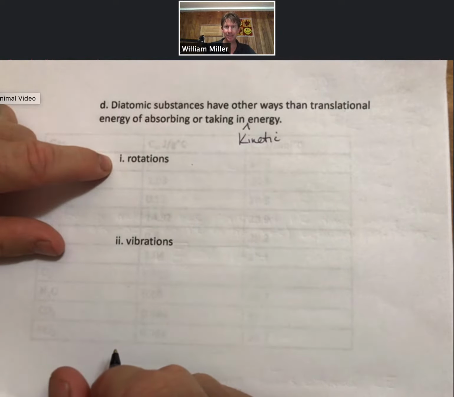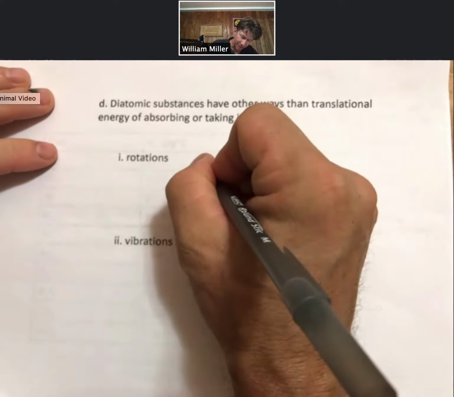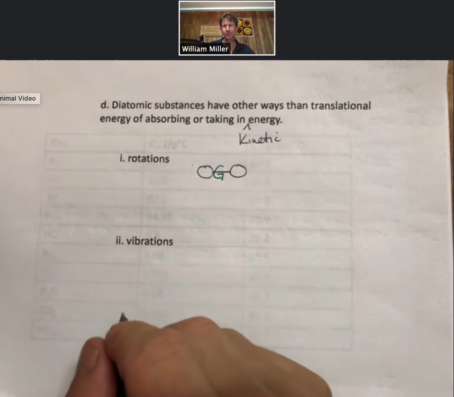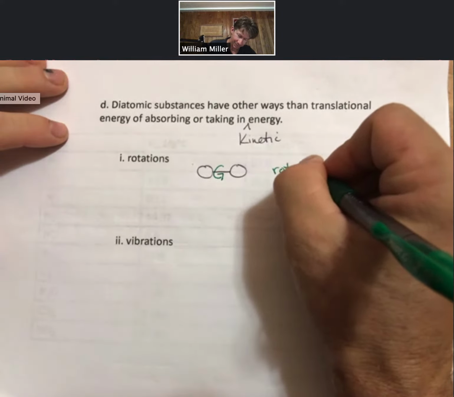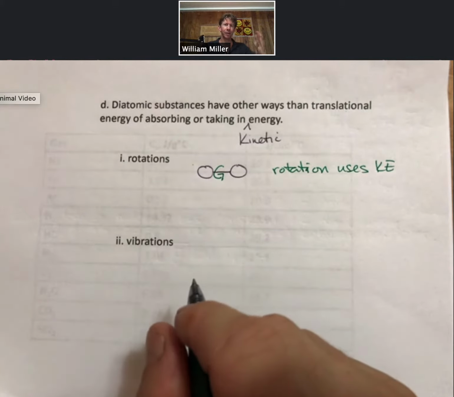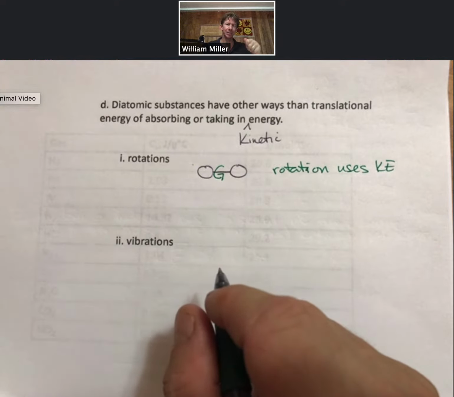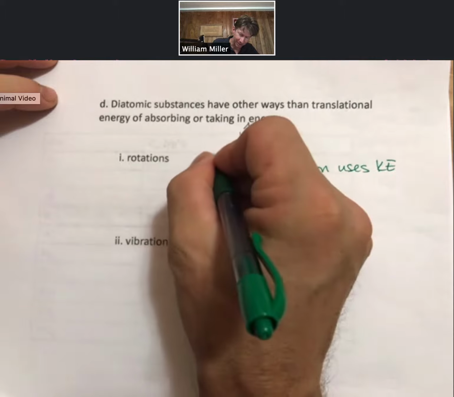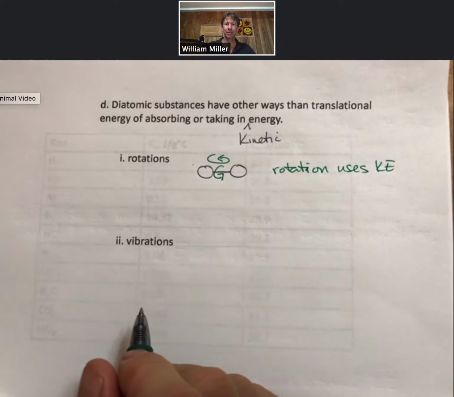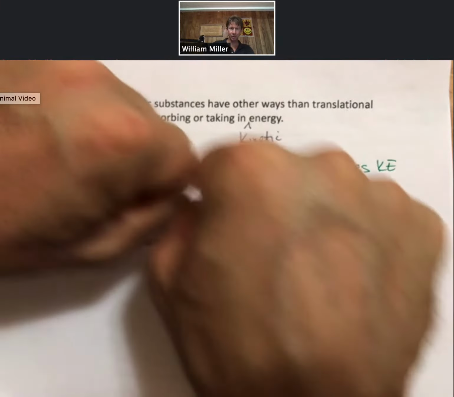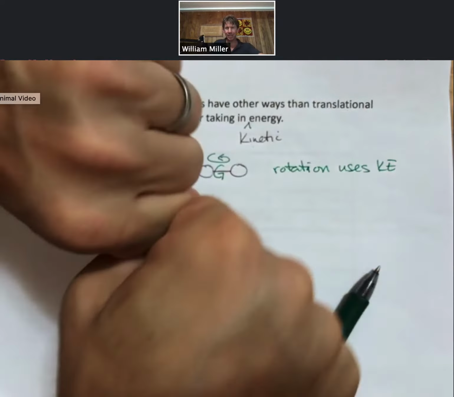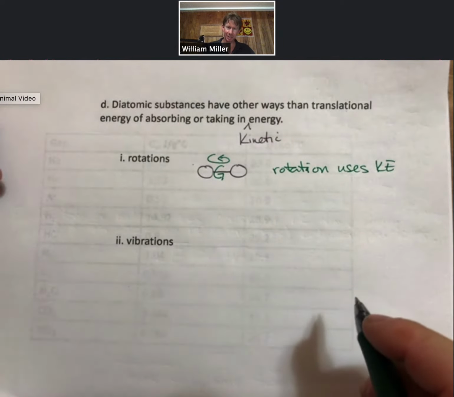They can rotate, and so for a diatomic substance, you can imagine that if it rotates, a rotation uses kinetic energy. And therefore, whenever a diatomic molecule rotates, and it could rotate this way, and the other way, there are multiple rotations that this can do. But that's not a translation. Translation is moving in one direction. It can be translating, but it can also rotate. And that rotation takes energy. So a rotation uses kinetic energy.